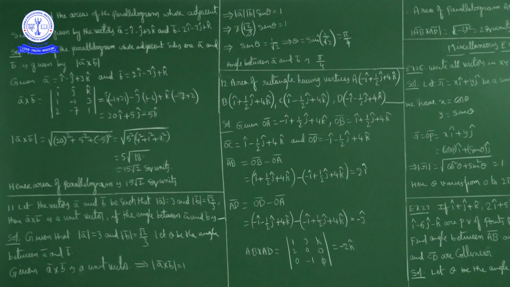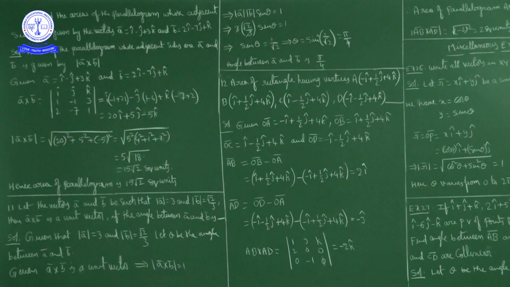Now modulus of A bar cross B bar is modulus of A bar into modulus of B bar into modulus of sin theta into modulus of n cap. Modulus of a unit vector is 1. Here theta lies between 0 and pi, where sin is positive, so modulus of sin theta is nothing but sin theta. So modulus of A bar cross B bar is modulus of A bar into modulus of B bar into sin theta, which is equal to 1.